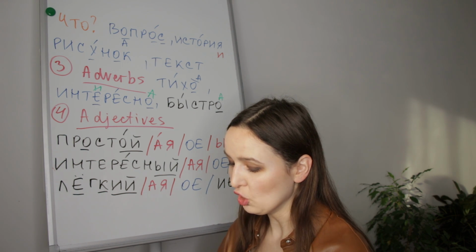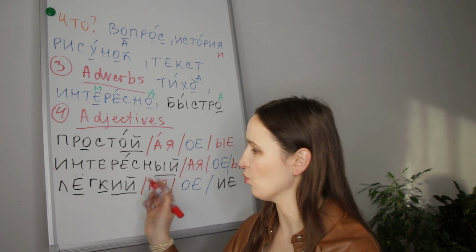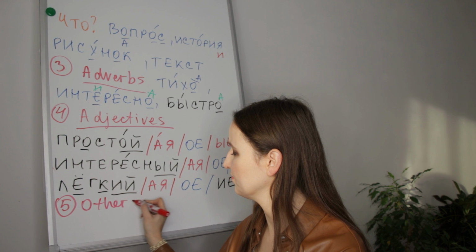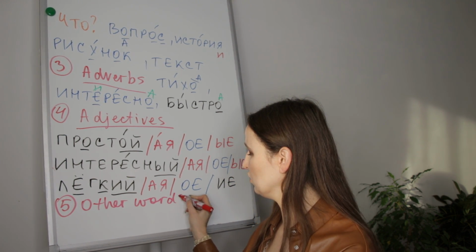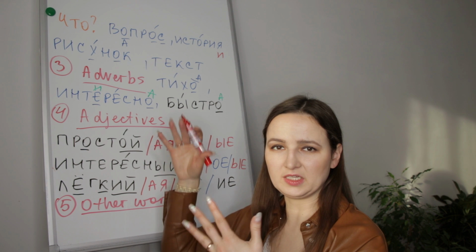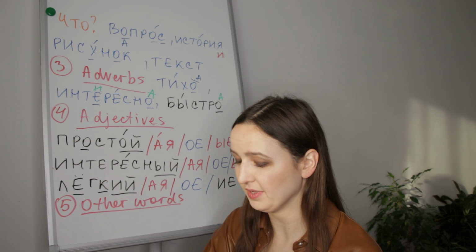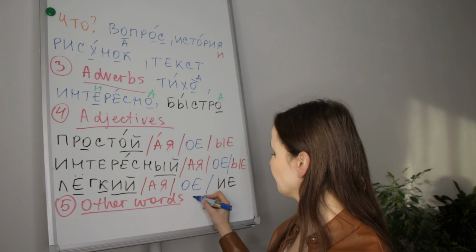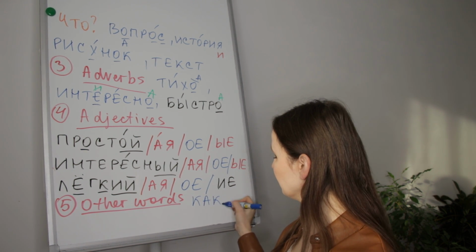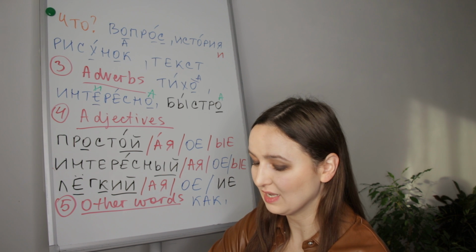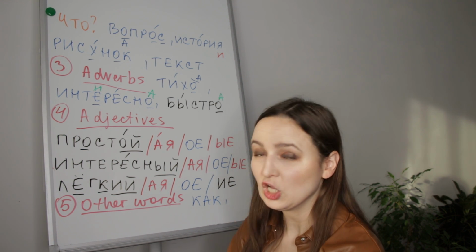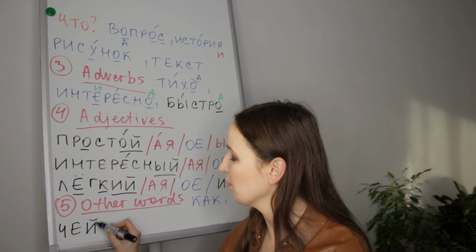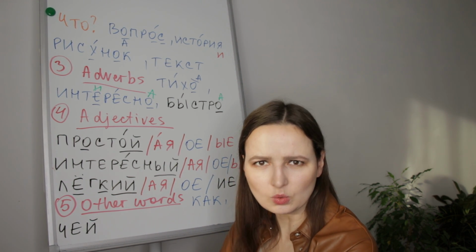Давайте продолжим. Номер 5. Other words. Other words that didn't fit in any category, I put them here. Like other words. Как. Как means how. Как. How. Чей. Чей means whose. Чей. Whose.